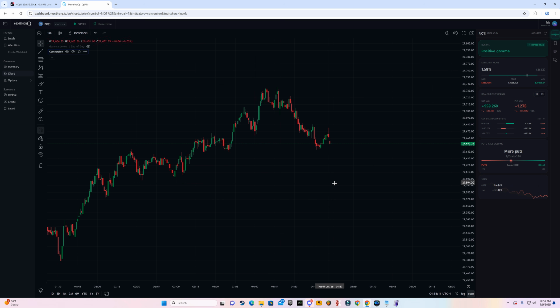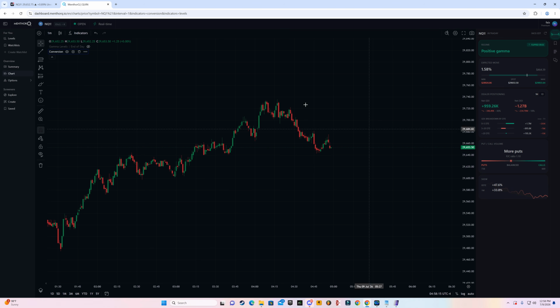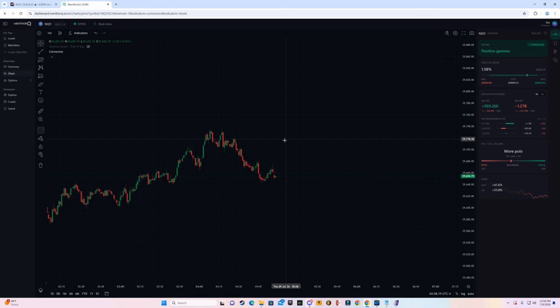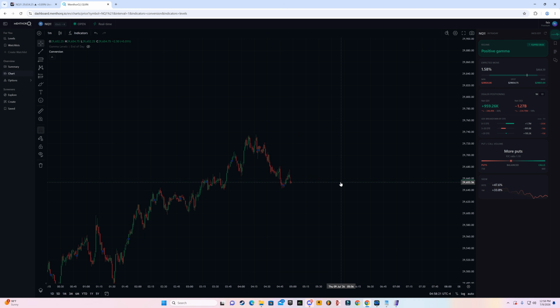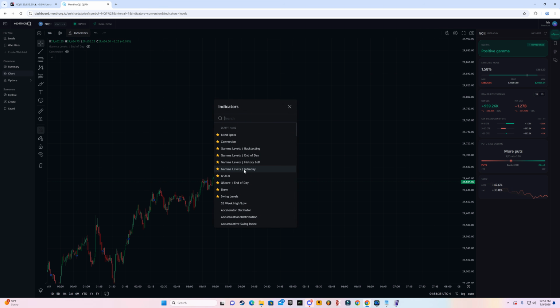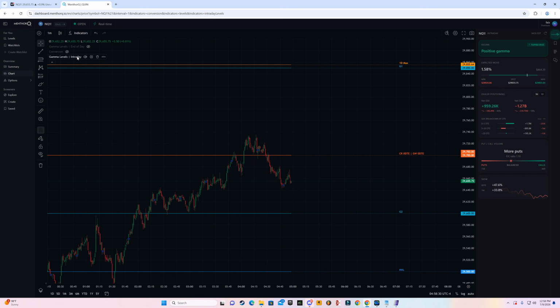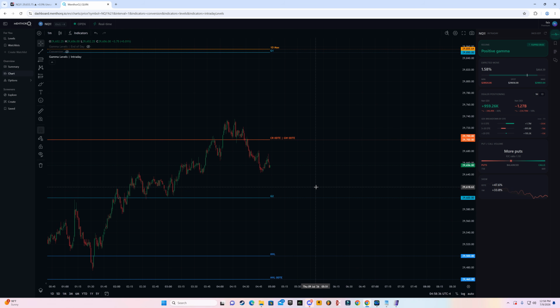Now, these levels are not going to update. Why? Because we are looking at QQQ, and QQQ only updates after the market open. So I'm looking at before the market open. So what we can do here is go to indicators and choose gamma levels intraday as well. Okay. And now it's showing me the intraday levels that are updating consistently.